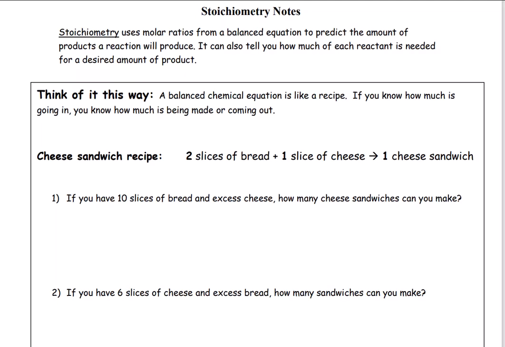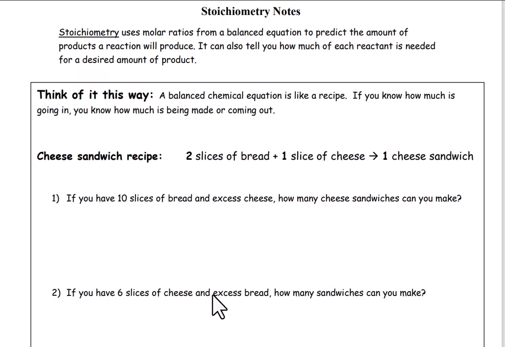Stoichiometry uses molar ratios from a balanced equation to predict the amount of products a reaction will produce. It can also tell you how much of a reactant is needed for a desired amount of product. You can think of a balanced equation like a recipe. If you know how much is going in, then you know how much should be made or coming out.